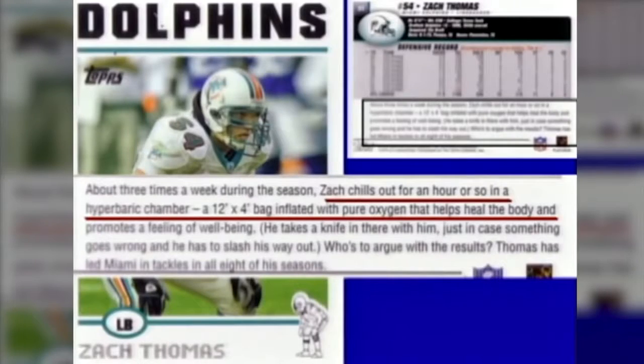Here's somebody from the Dolphins, says, about 3 times a week during the season, Zach chills out for an hour or so in a hyperbaric chamber, a 12-by-4 bag inflated with pure oxygen that helps the body heal and promotes a feeling of well-being. You can get your own hyperbaric sleeping bag if you want. A friend of mine in Oregon has a hyperbaric chamber.